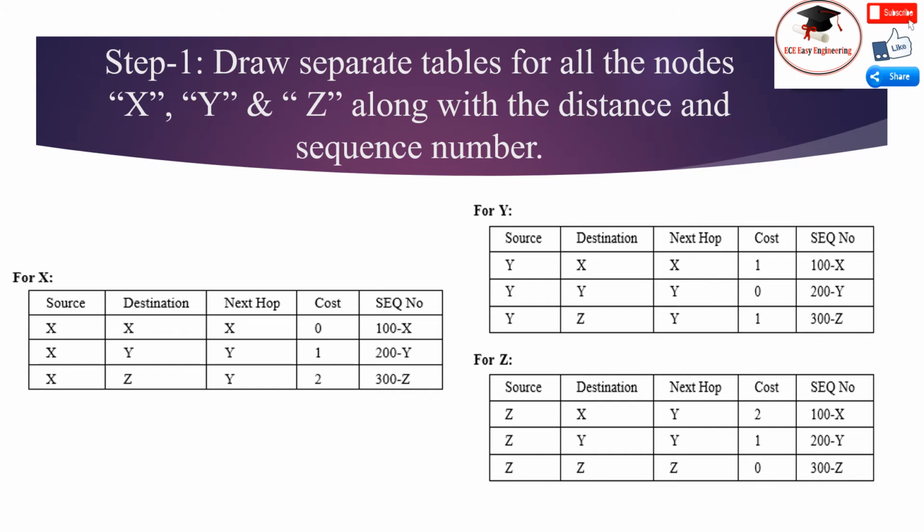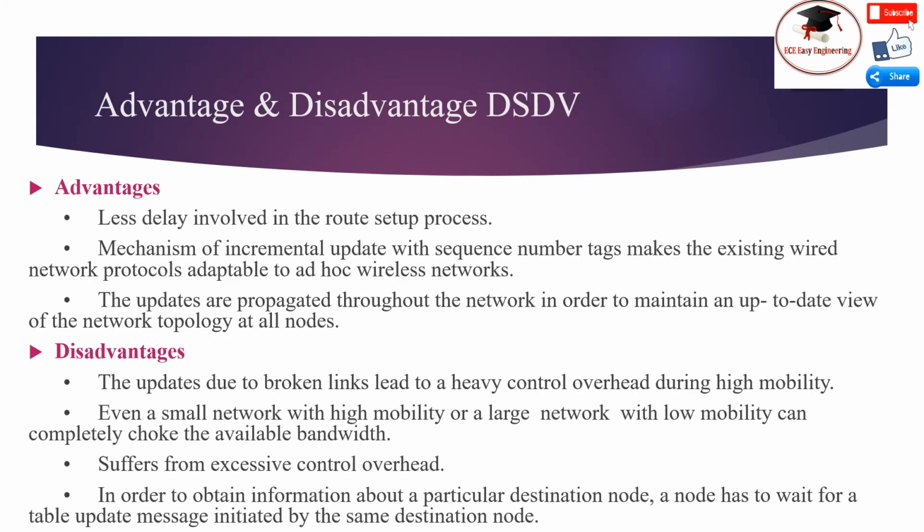Below are the steps which will let you know how DSDV works and how routing tables are updated. So here separate tables are drawn for all the nodes X, Y, Z. As we said, we have 3 nodes and all 3 different tables are drawn along with the destination and sequence number. This is how DSDV works. Let's see the advantages and disadvantages of DSDV.